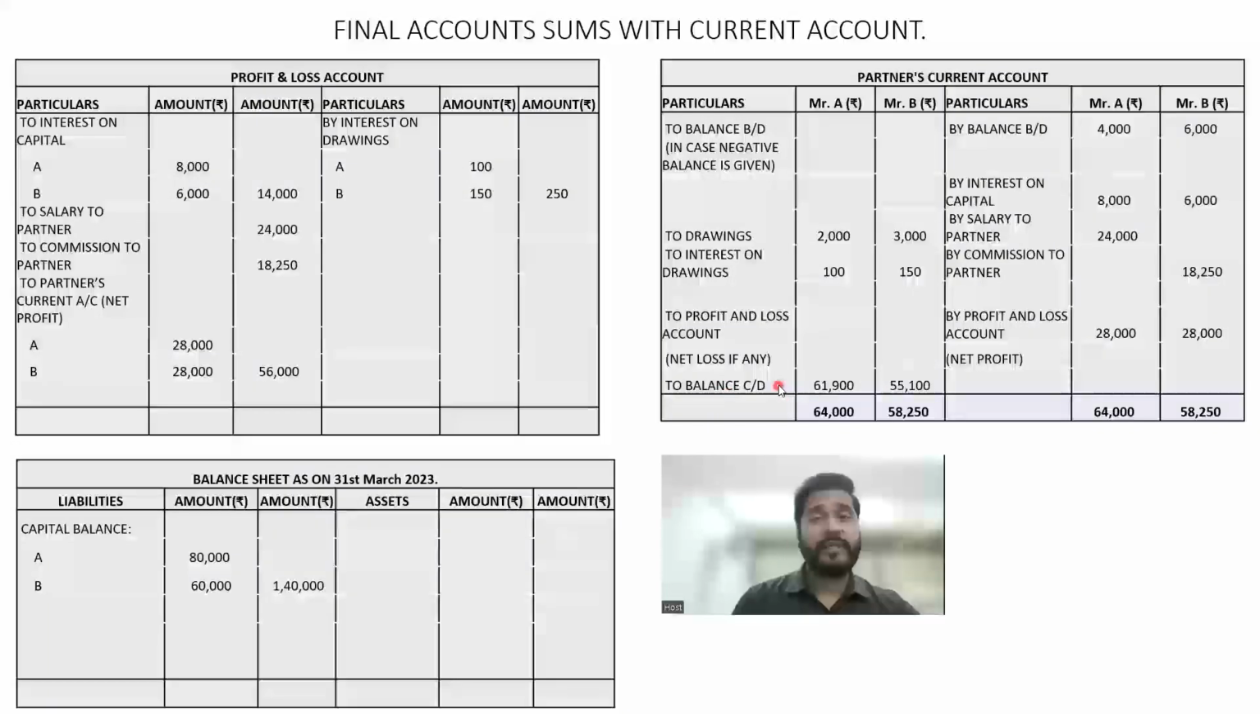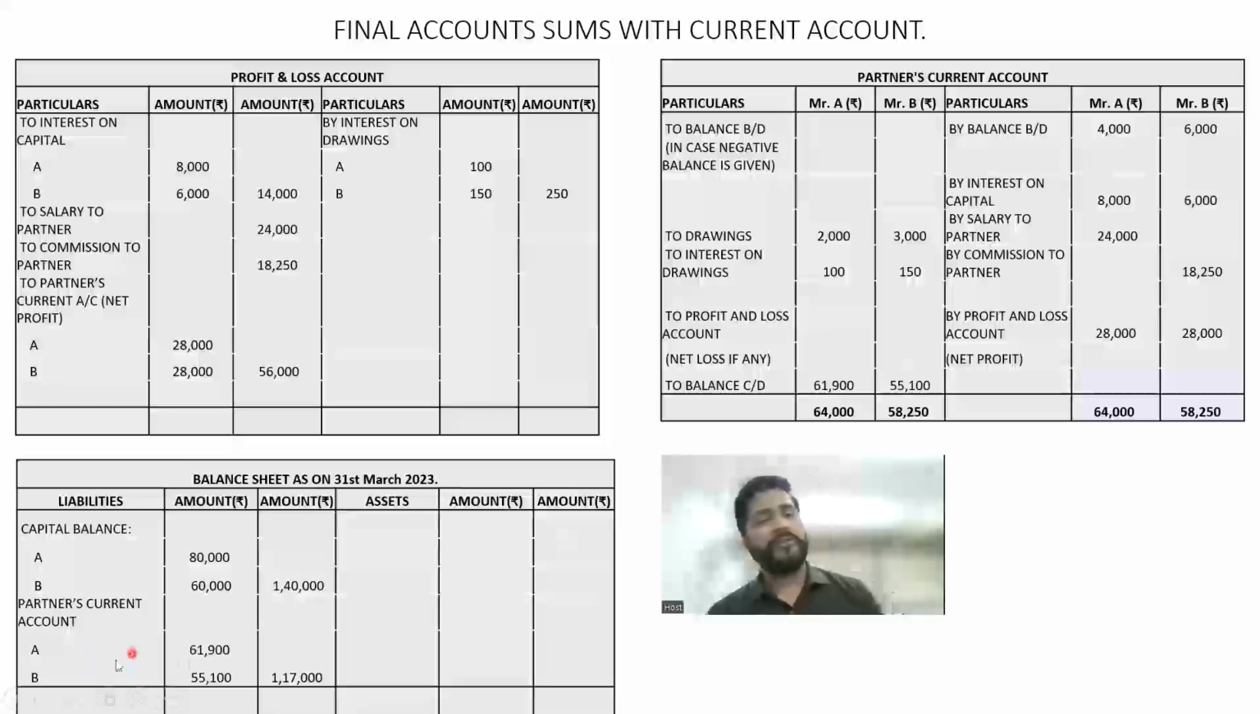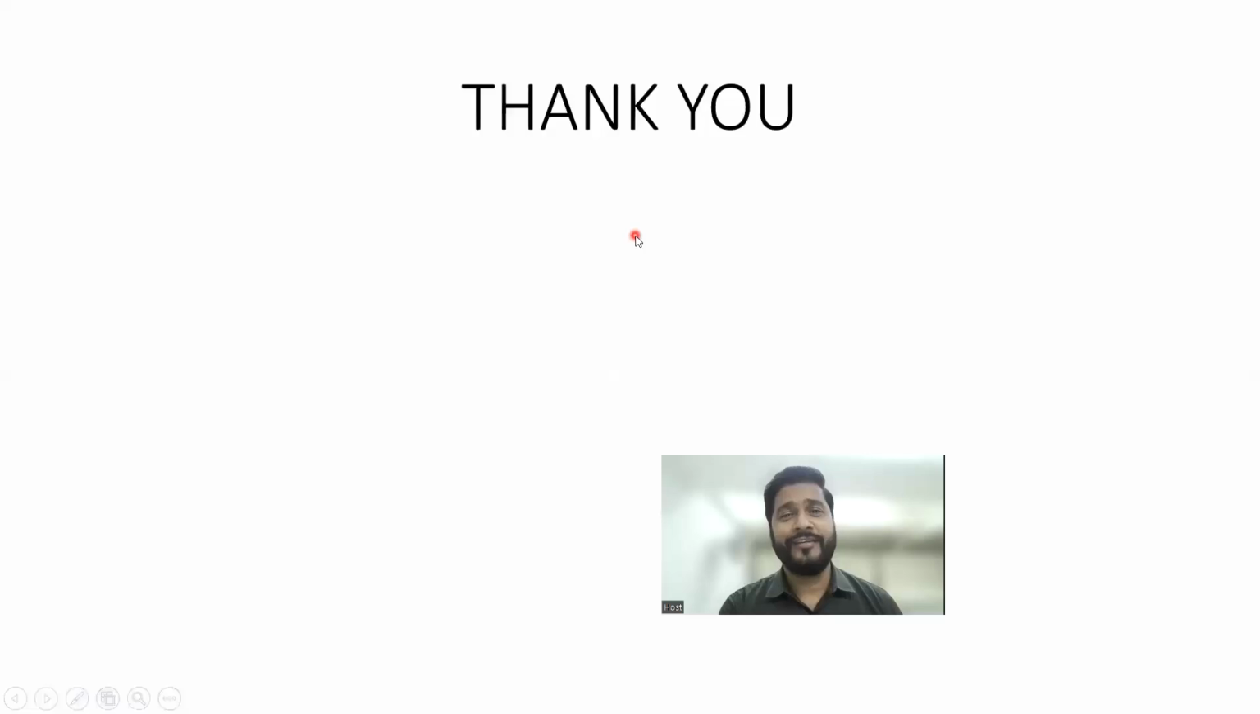As in this case, to balance carried down has come. It means credit balance of partner's current account. It will go on the liability side like this. Check. Partner's current account A and B 61,900, 55,100, and in the outer column you will write the total as 1,17,000. This is it about final account sums with current account. So thank you.